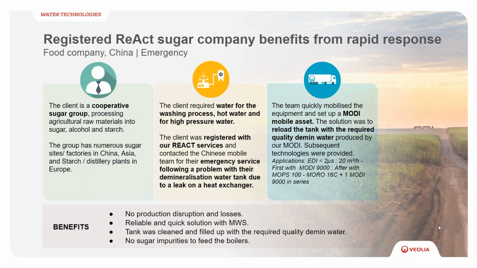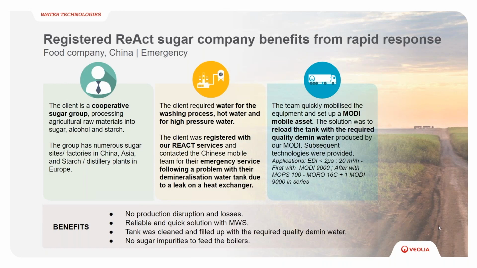They needed emergency support to have demineralized water on their site to fill up the tank, because they had a leak on a heat exchanger. So within 3 days the team was deployed on site. We mobilized the equipment and set up a mobile deionization system, but not only. The goal was to fill up the tank again with the required quality of demineralized water, but also with some pre-treatment. So we provided an EDI, an electrical deionization system, which gave water below 2 microsiemens conductivity for 20 cubic meter per hour.